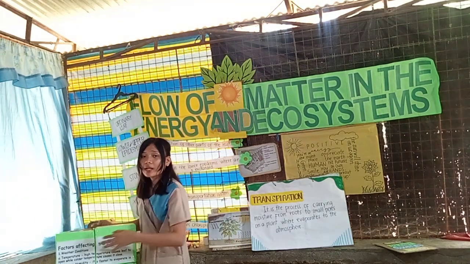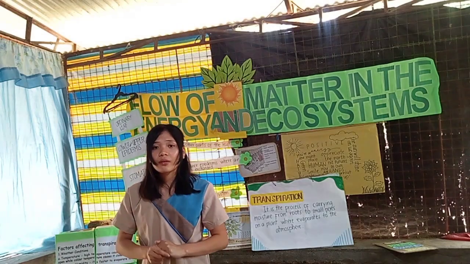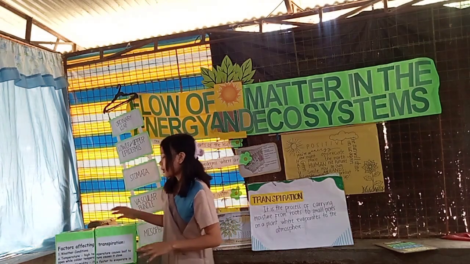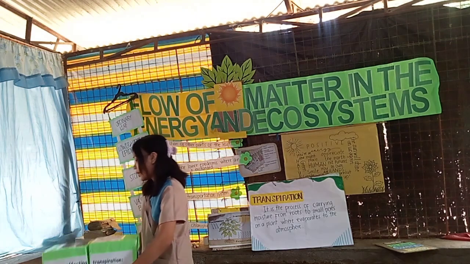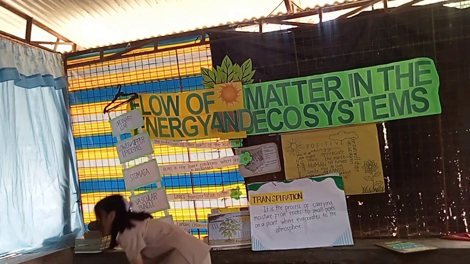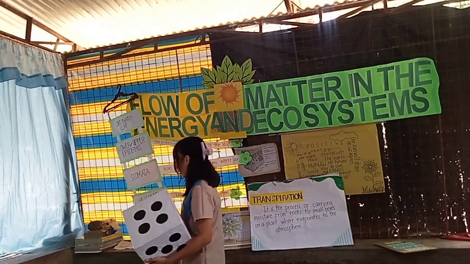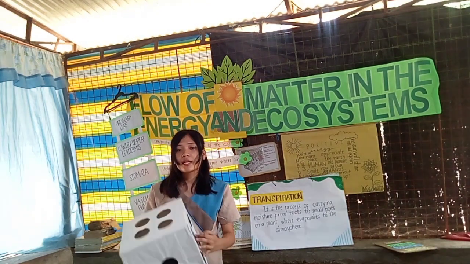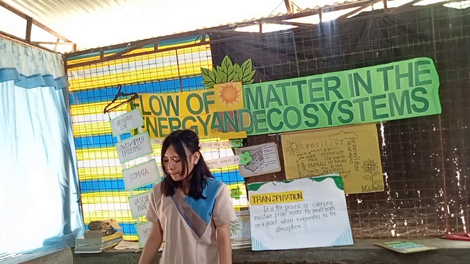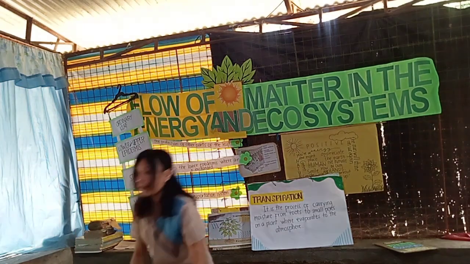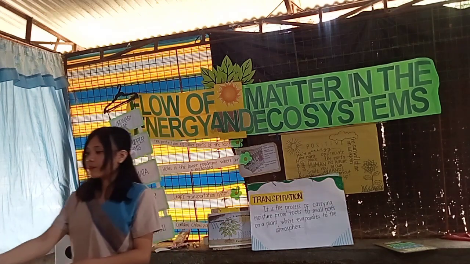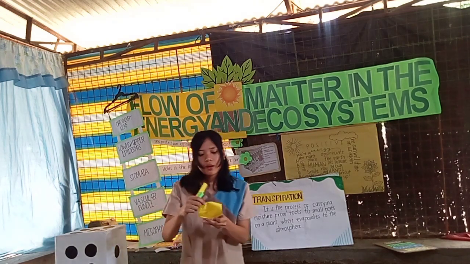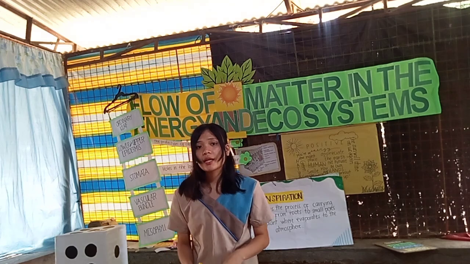Did you understand our discussion for today? Very good. Now, I have a question for you, but the dice will choose who will answer the question. The first question is for number 5, Shania. This is your question: How do plants manufacture their own food?